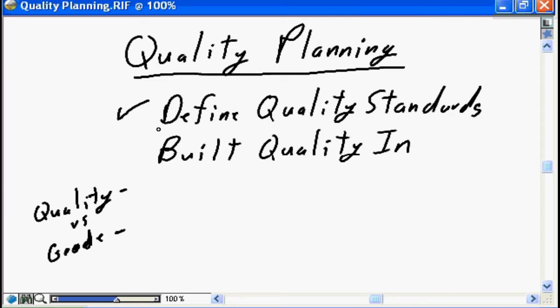So it's absolutely important that you understand what the business's expectations of quality are going to be, how much tolerance they have for errors, for flaws in the final delivery.